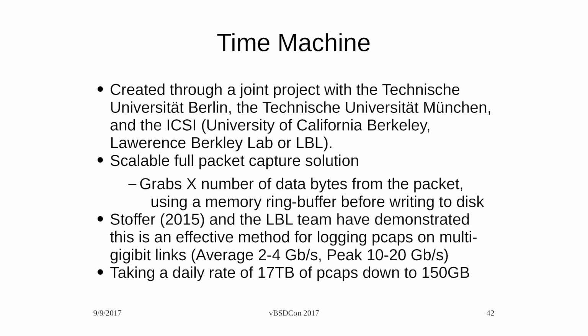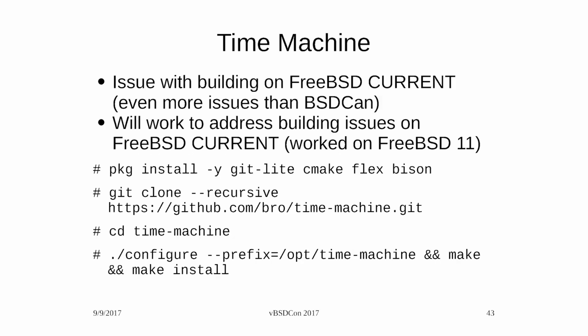And as far as Lawrence Berkeley Labs, they're doing these multiple gigabit per second links for research networks. They're able to take what would be 17 terabytes per day of PCAPs and boil that down to 150 gigs. So you have 30 days of logging of very fast networks.